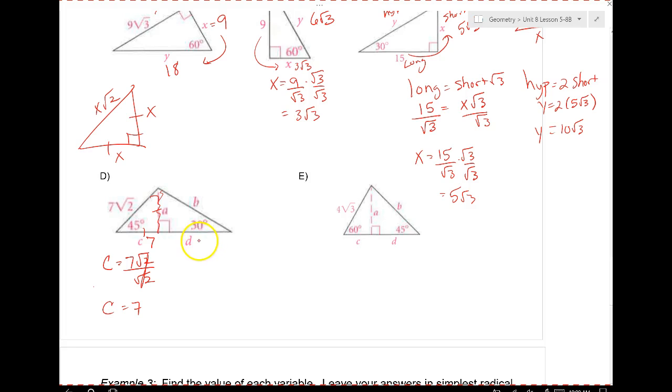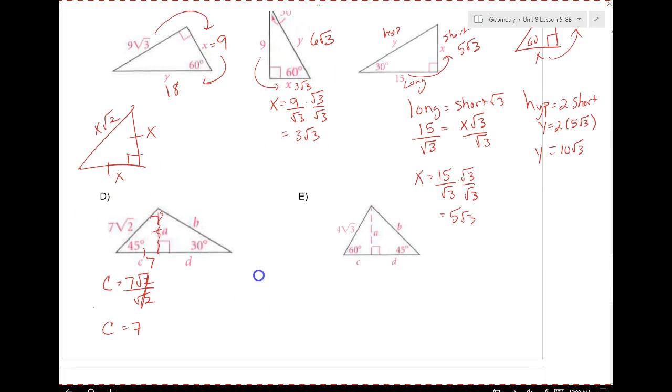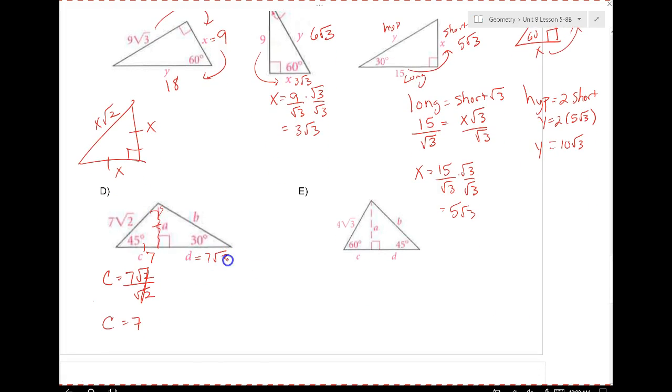Can I get to the long leg, which is D? What do I multiply by? Short to long, multiply by what? Root 3. Isn't that going to be 7 root 3? If I know the short, how do I get to the hypotenuse? Multiply by 2. So 2 times 7, isn't that 14? So what do we get here? C is 7, A is 7, B is 14, and D is 7 root 3. Was that really that hard? No. But do you have to know the two patterns? Yeah, for both of them.